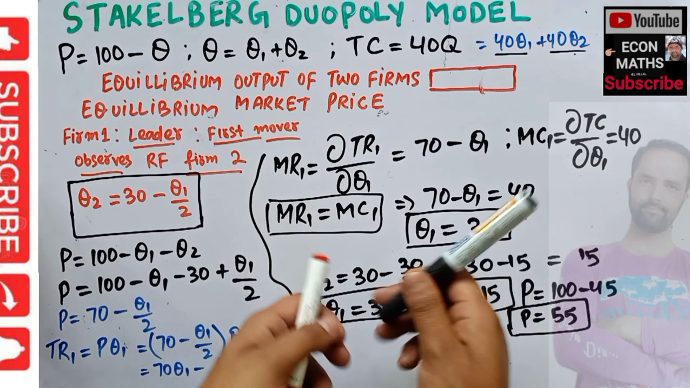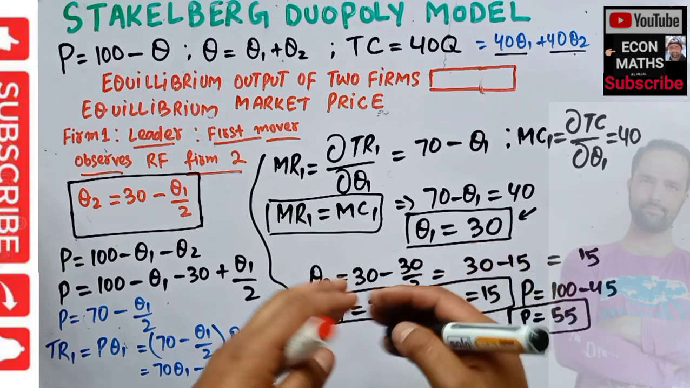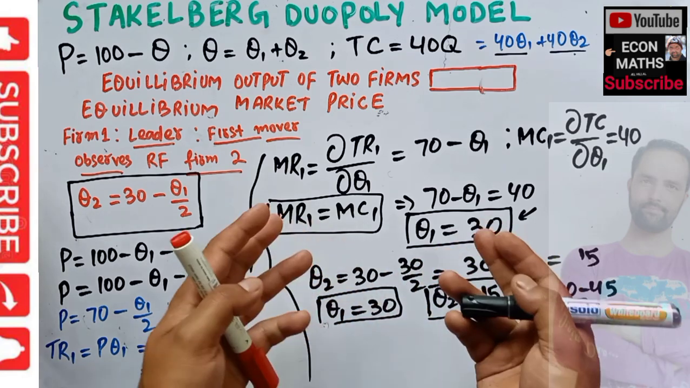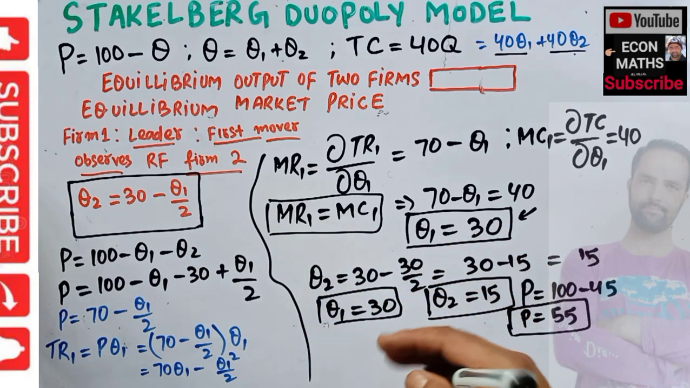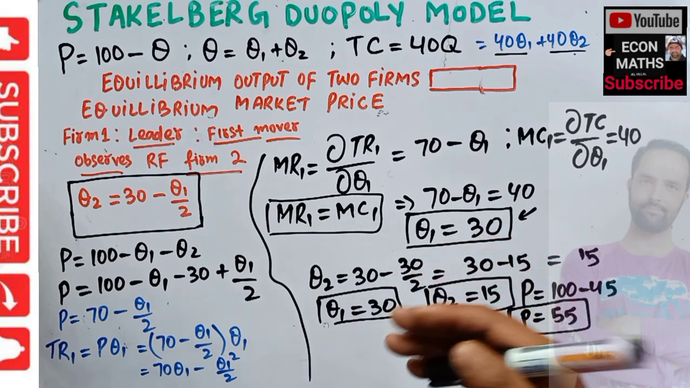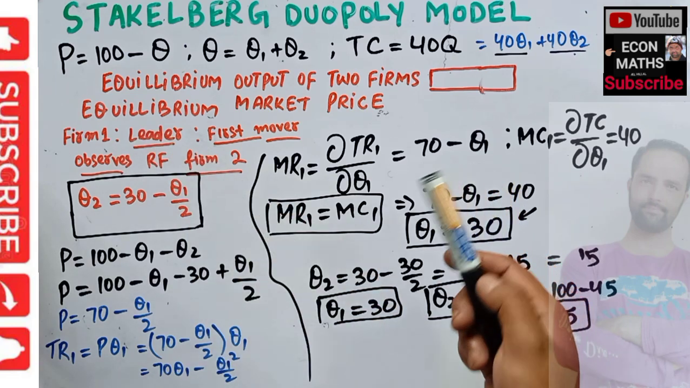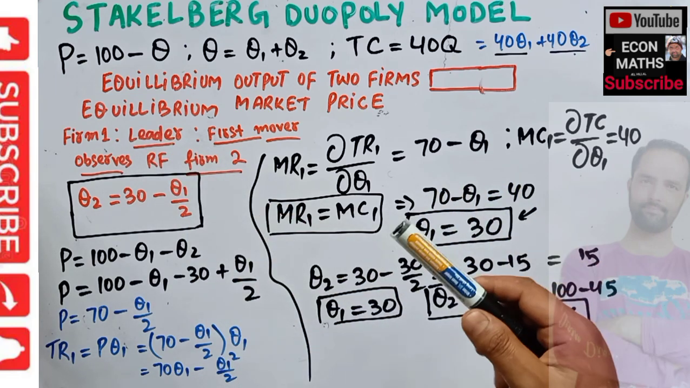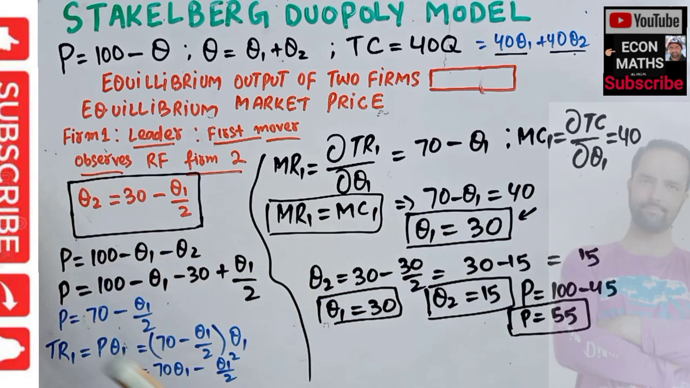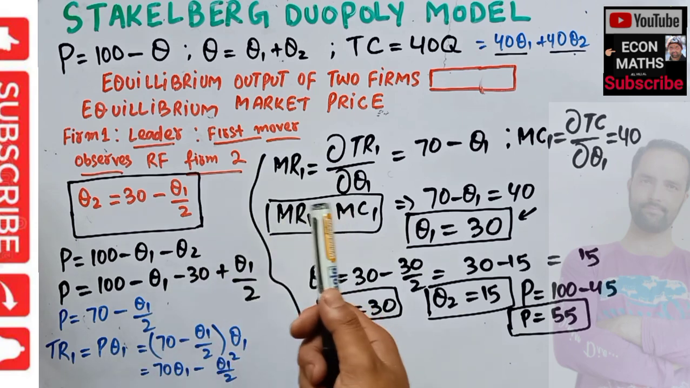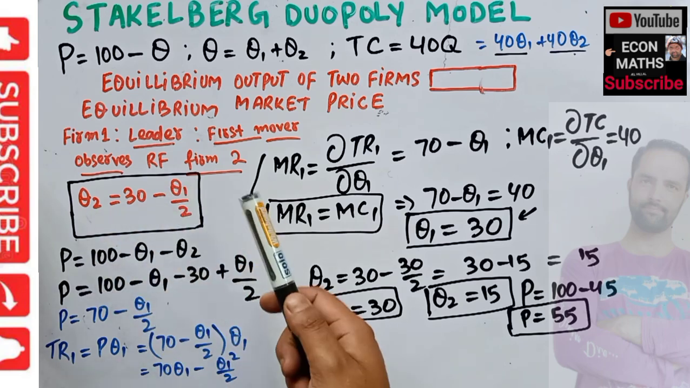So the basic difference between the Cournot model and Stackelberg model is that in the Cournot model, firms choose their output decisions simultaneously. In the Stackelberg duopoly model, firms choose their output levels sequentially. That is, a leader firm first chooses its output level, and we have seen it is 30, and then the follower firm chooses its output level. How does firm 1, the leader, choose its output decision? Simply it anticipates the reaction function of firm 2.